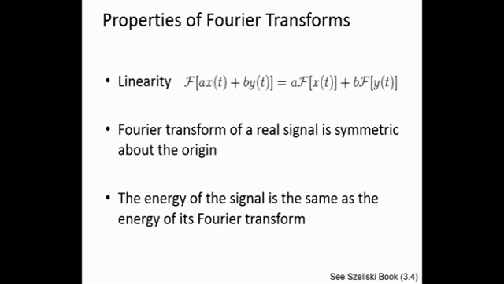The energy of the signal is also the same as the energy of its Fourier transform. So doing the Fourier transform and inverse Fourier transform preserves the energy, meaning if you took the total square magnitude of all the pixels or of all the Fourier transform values, then the sum of those squared values would be the same in both cases.